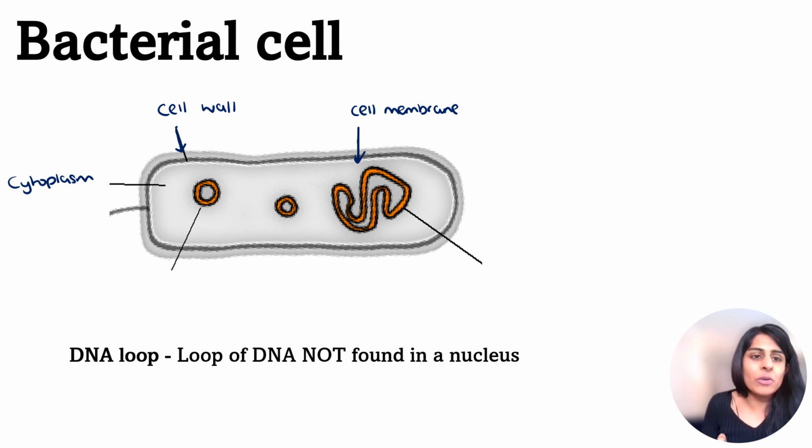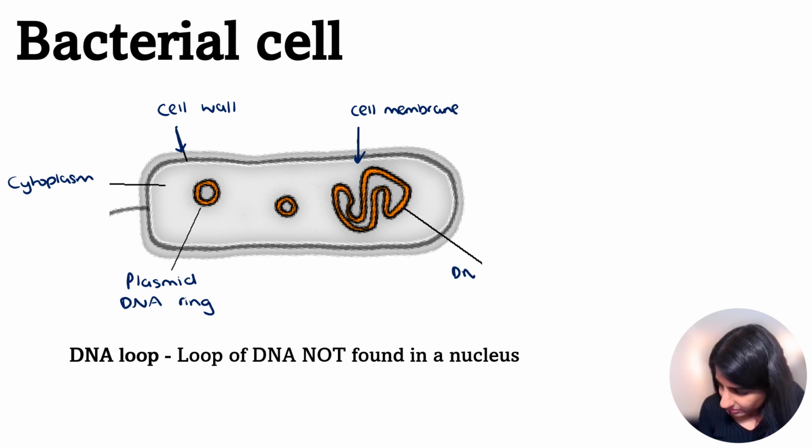Now note the cell wall, that is not made of cellulose. So the cell walls between a plant and bacterial cell are made of different substances. And then we've got these other 2 parts that are orange here. So this is a plasmid DNA, sometimes plasmid DNA ring, we'll call it. And this is a loop of DNA, so we can just call it DNA loop.